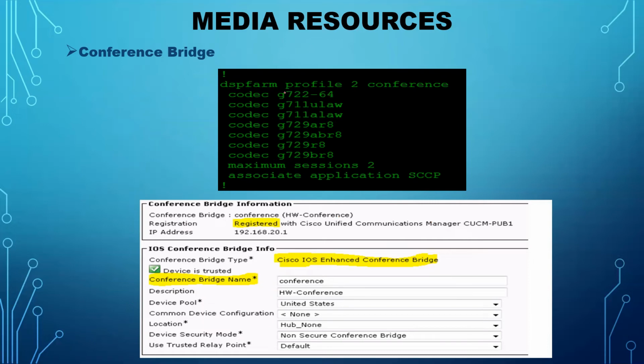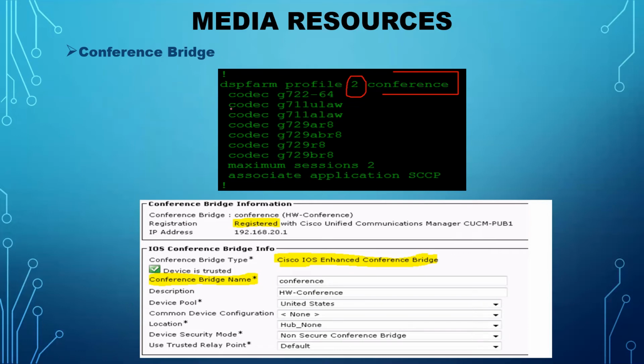As you can see, you need to do the same things: create the profile, create the CCM groups, and create the profile on all of them. Here, the main thing is the DSP farm profile to conference. This is a random number again. This is a profile and this is the conference. It means you are configuring this for the conference bridge, DSP farm to conference.